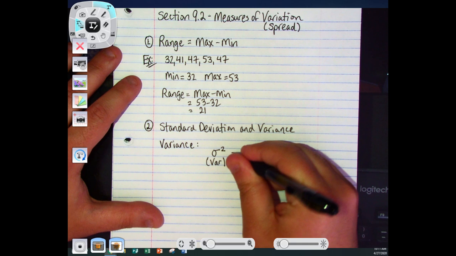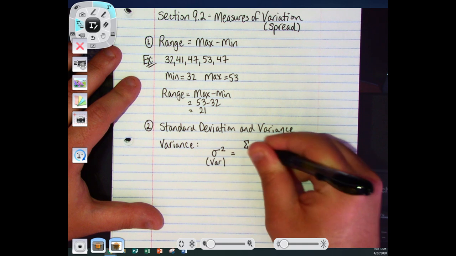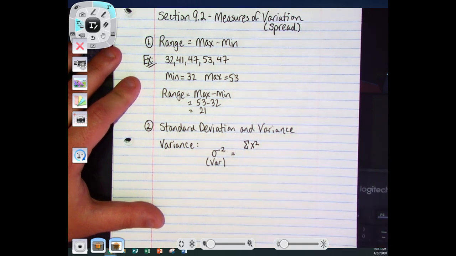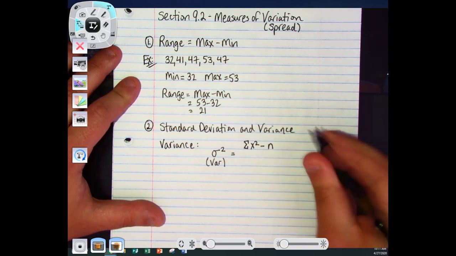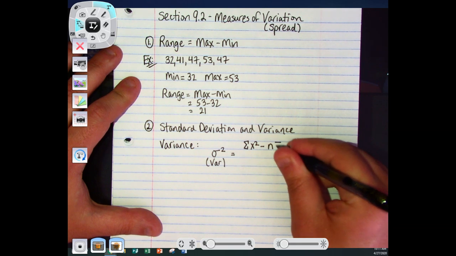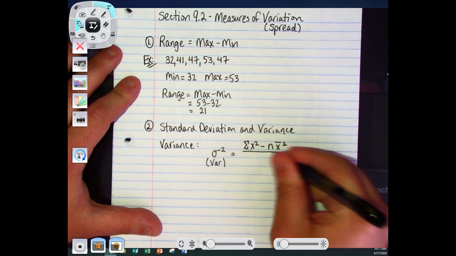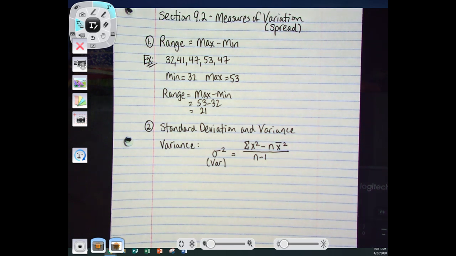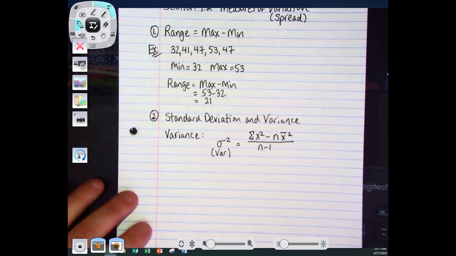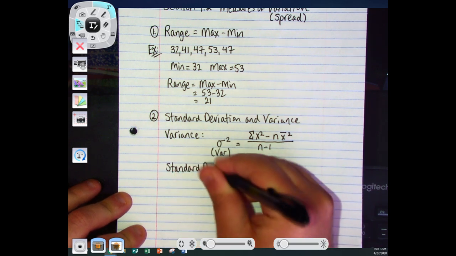To calculate variance, we have to find the sum of all the data values squared, subtract the number of data values times the mean squared, over the number of data values minus 1. Okay, so that's variance. Then, from the variance, we can calculate standard deviation.